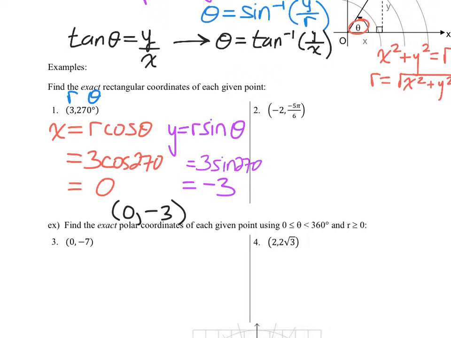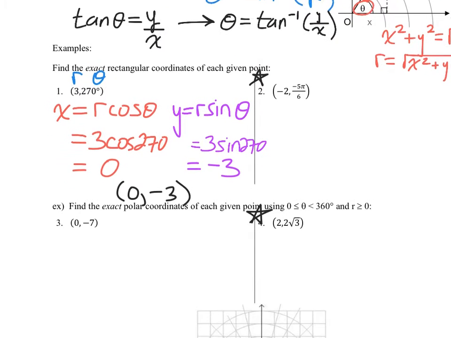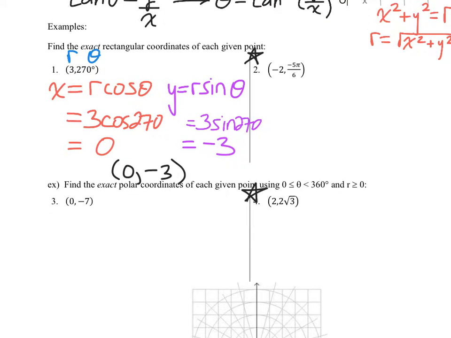Let me show you how to go the other way. So I'll put a star on the second problem. Well, second problems. Because in the case of number 3, we're given x and y. And I want to come up with r's and thetas.